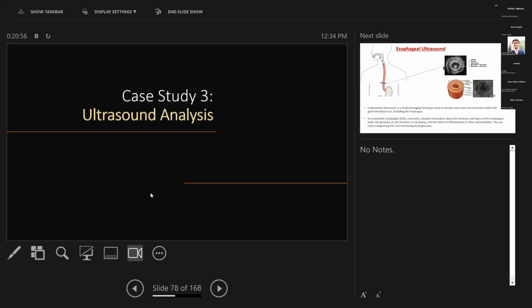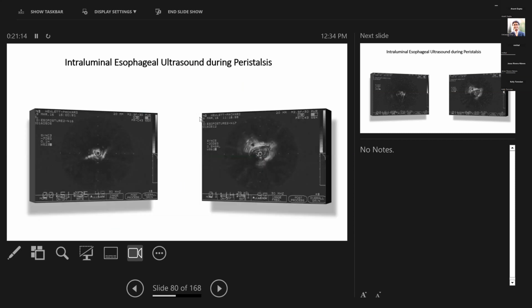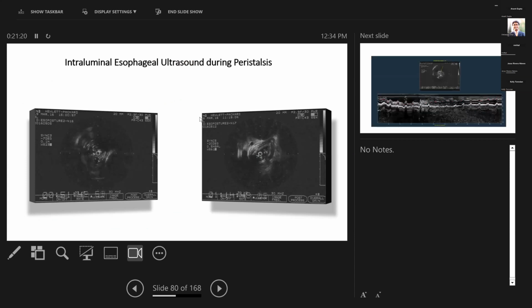The case study is ultrasound analysis. So another modality that is commonly used in esophageal manometry, or let's say one of these EOE, the eosinophilic esophagitis. I mean, we want to learn about the thickness of the layer of the esophagus, okay? So that's why we use esophageal ultrasound, okay? Now, the problem with ultrasound itself, there are no available systems to analyze it, okay? They're long videos, and it will take days and days to do an analysis.